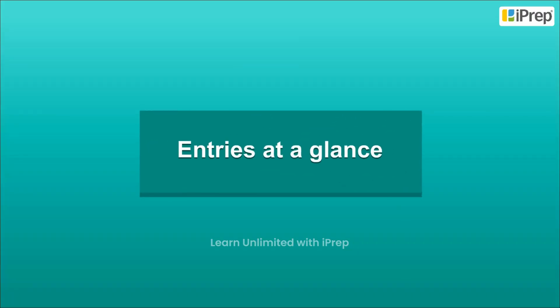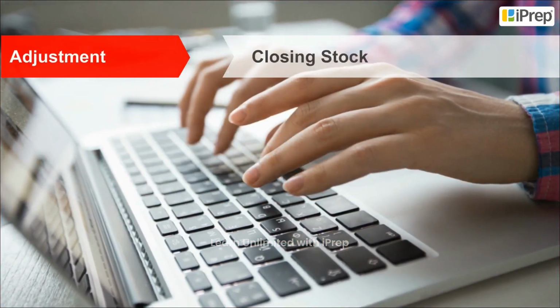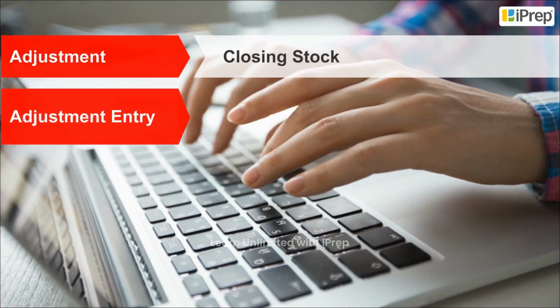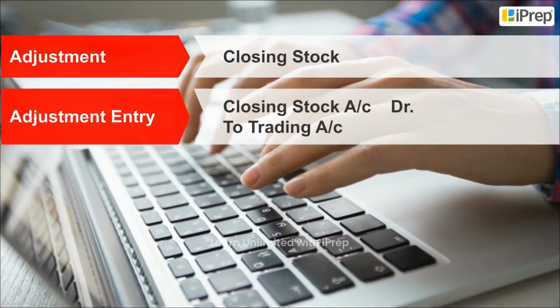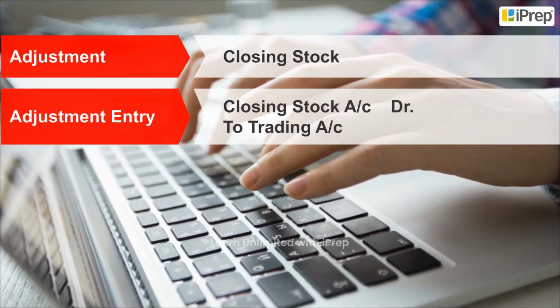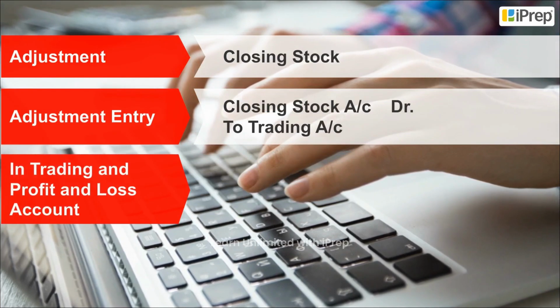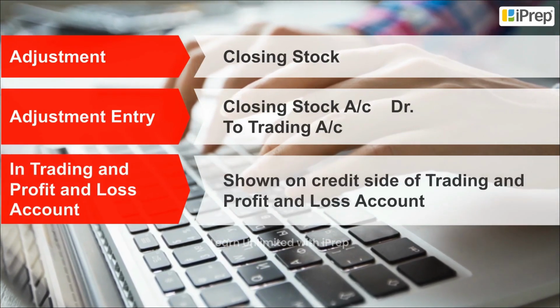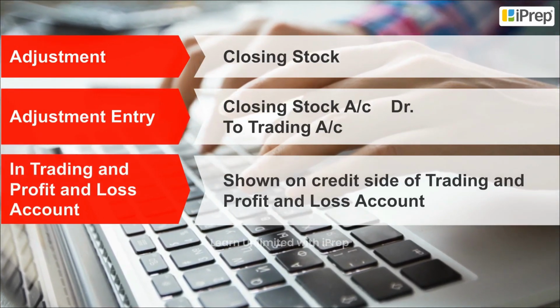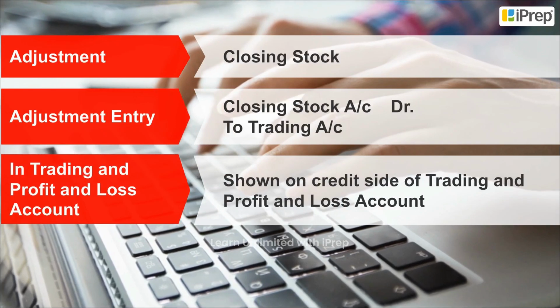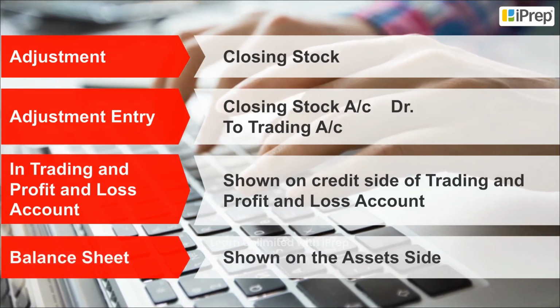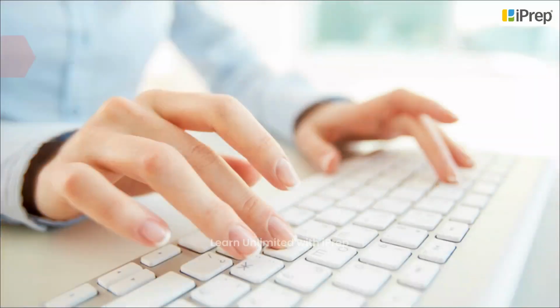Entries at a glance. Adjustment: closing stock. Adjustment entry: closing stock account debited to trading account. In trading and profit and loss account, shown on the credit side of the trading account. In the balance sheet, shown on the asset side.